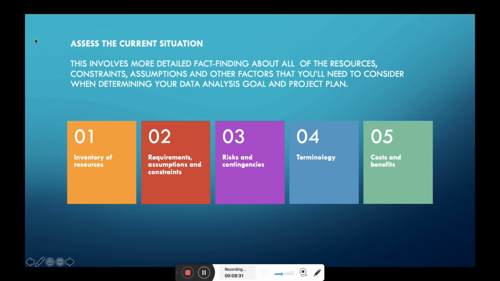Now, step 3 is risk and contingency. So again, we have to list the risks or events that might delay the project or cause the project to fail. So we have to list down all the corresponding contingency plans, what action we have to take in case there is some risk involved.